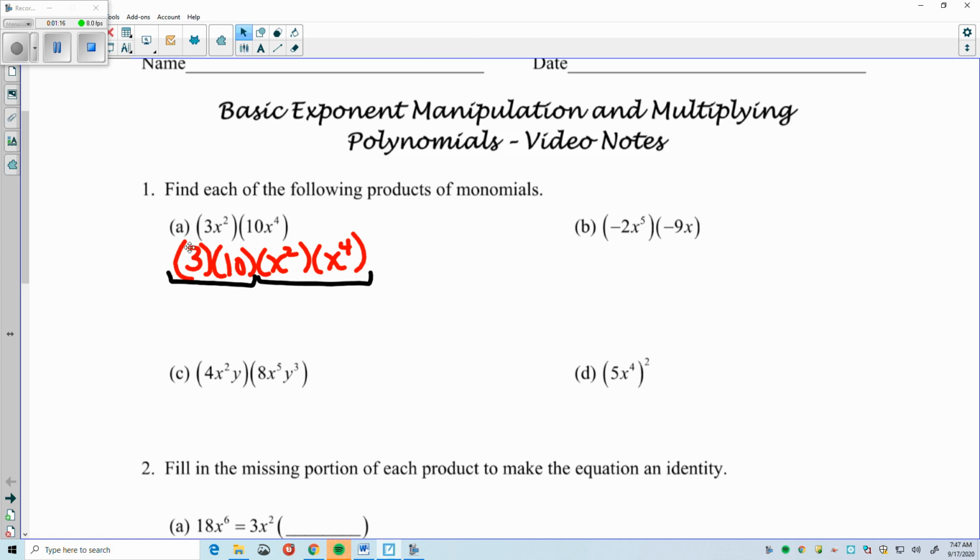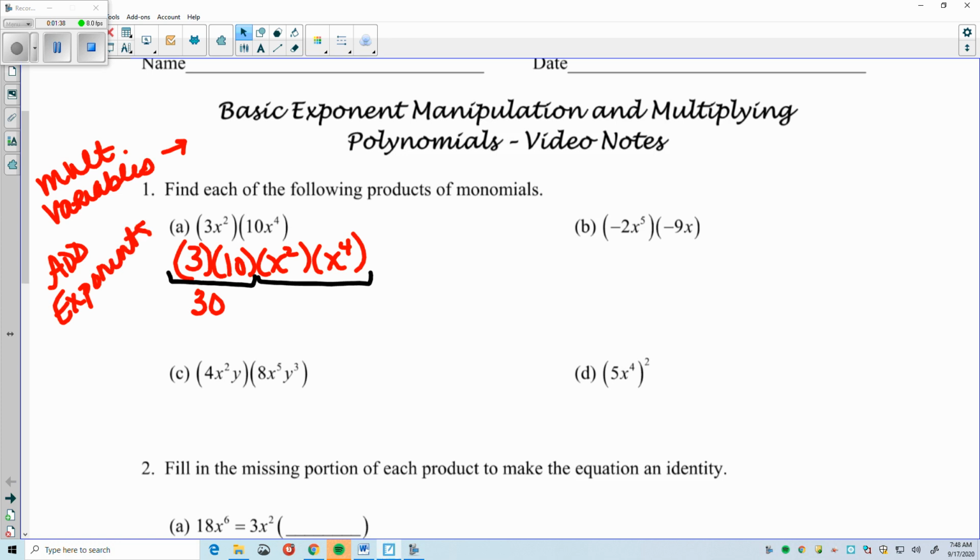Okay, so if I multiplied 3 times 10, I would get 30. And if I multiplied x squared times x to the fourth, anytime you are multiplying variables, you want to think add exponents. So if I'm multiplying x squared times x to the fourth, I want to think 2 plus 4. That's going to get me 6. So now I have x to the 6th. And that would be our final answer.